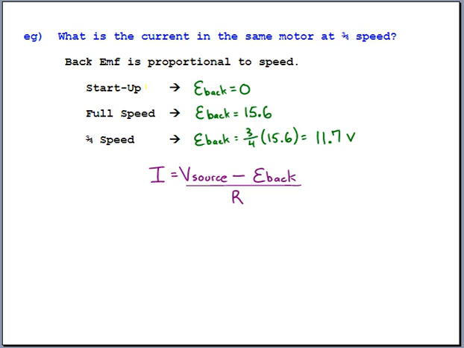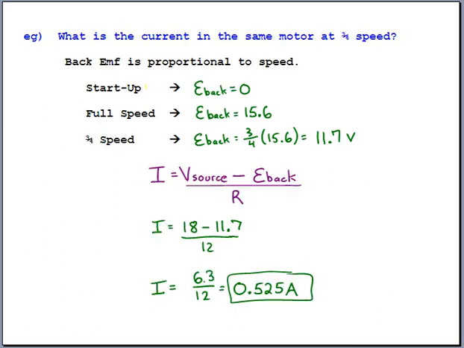Okay, there's our equation of the day. It's the one equation we'll use all the time. It's just the back EMF that changes around a little bit. Throwing the values in, the 18 has this battle with the 11.7. The 18 will win, but only by 6.3 volts. And that current is now at 0.525 amps, or if you wanted, you could call it 525 milliamps. And that's where we'll finish up for today.